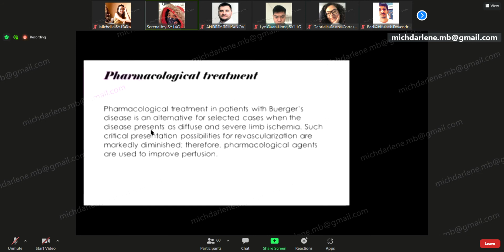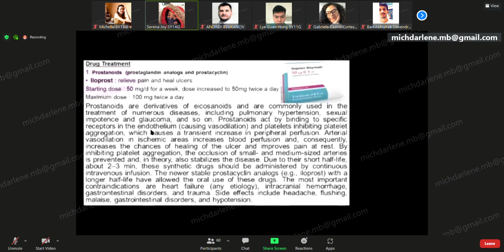Pharmacological treatment in patients with Buerger disease is an alternative for selected cases when the disease presents as diffuse and severe limb ischemia. In such a critical presentation, possibilities for revascularization are greatly diminished. Therefore, pharmacological agents are used to improve perfusion. So, drug treatment.